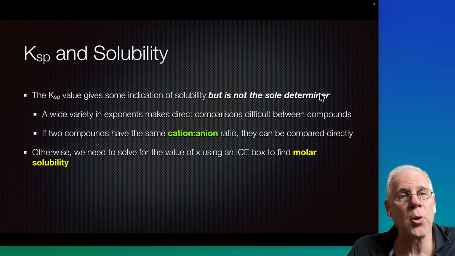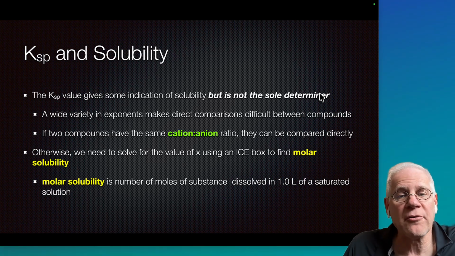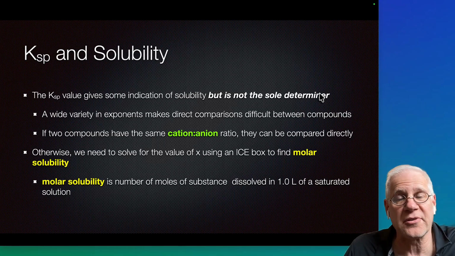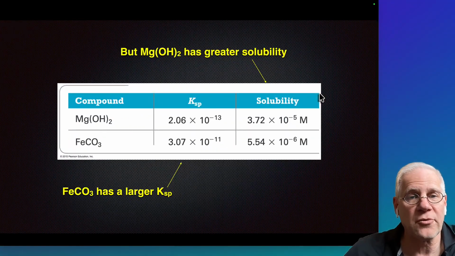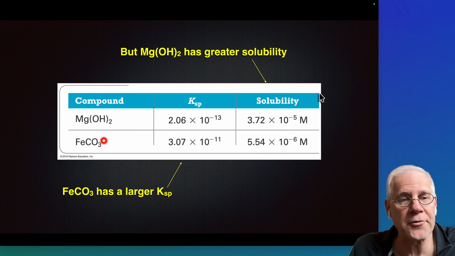And we can compare the molar solubility between two compounds to tell us which one is going to be more soluble. What molar solubility is, is the number of moles of that substance that is dissolved in 1 liter of a saturated solution. So it tells us exactly how much we can expect of that compound to dissolve in 1 liter of a solution. So just as an example, here we have two compounds, magnesium hydroxide and iron carbonate.